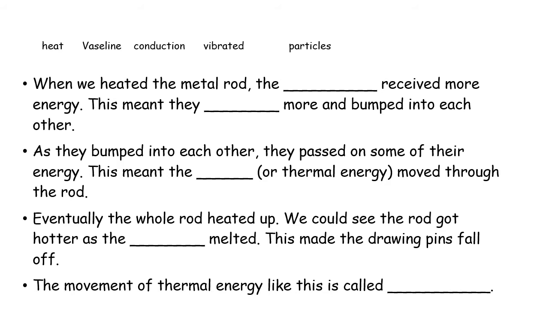Welcome back. So we can try together. When we heated the metal rod, the particles received more energy. This meant they vibrate more and bumped into each other. As they bumped into each other, they passed on some of their energy. This means the heat or thermal energy moved through the rod. Eventually, the rod heated up.